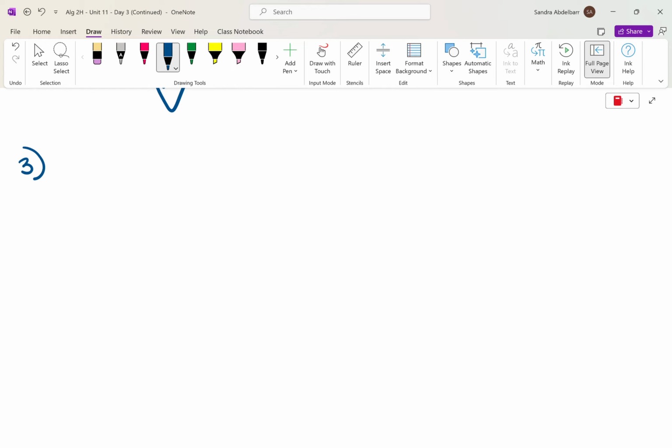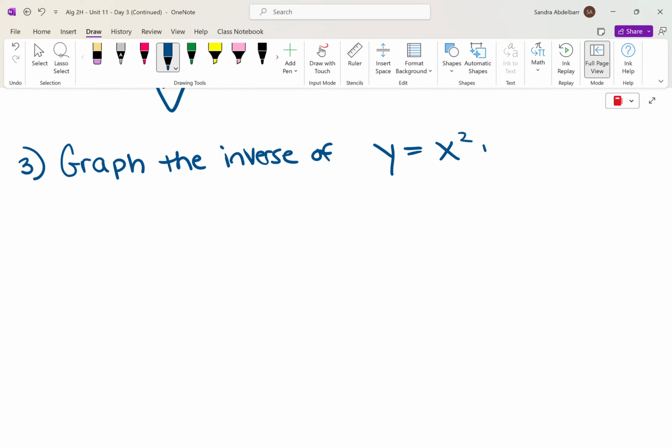Okay, so let's say I want us to graph the inverse of y equals x squared plus 4. First thing I'm going to ask you is what would this graph look like? What is it, Layla? Good, it's a parabola. Has this parabola been shifted at all? Yeah, it's been shifted 4 units up.